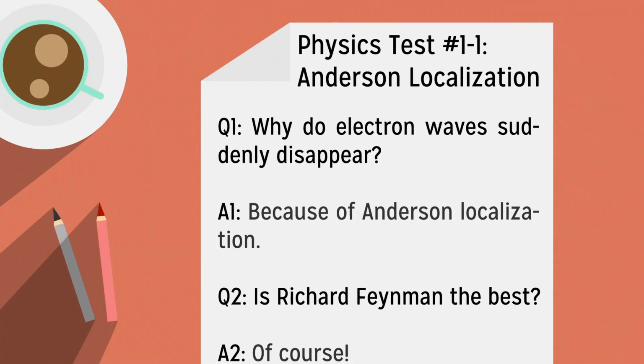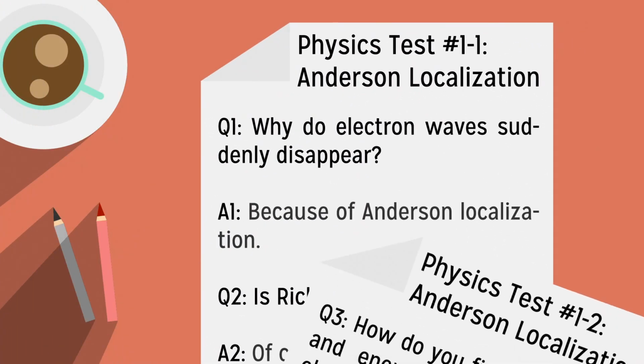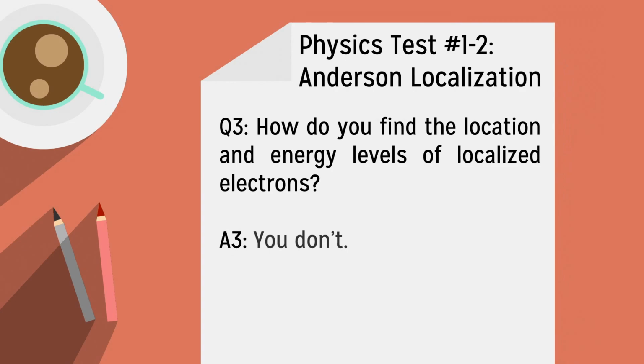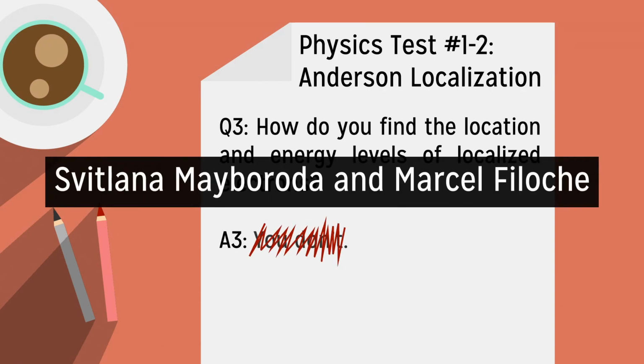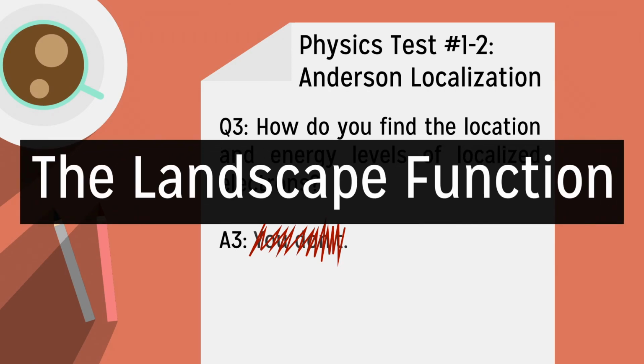Though this is a simple concept, the calculation of the location and energy levels of localized electrons has not been solved since the discovery of Anderson localization 40 years ago. But very recently, mathematician Svetlana Mayboroda and physicist Marcel Filoche created an equation that does exactly that, the landscape function.